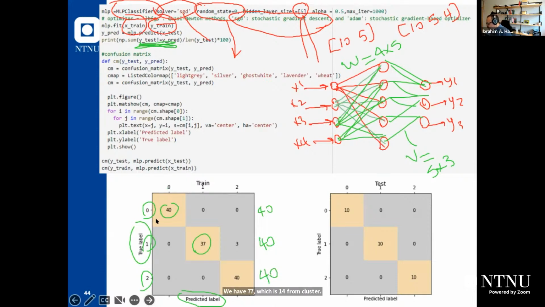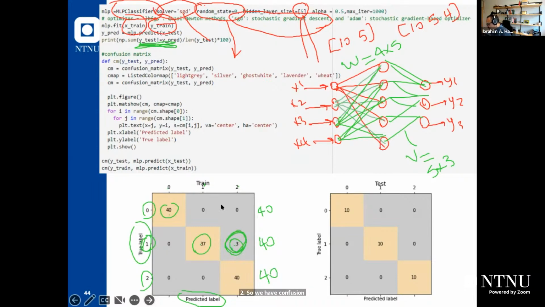So how many from class 0 were classified as 0? We have 40. So in fact, for class 0, the accuracy was 100%. For class 1, for example, we have 37 out of 40 classified as 1. And unfortunately, we have 3 from class 1 misclassified as 2. So we have confusion here, right? We have some confusion in this class.